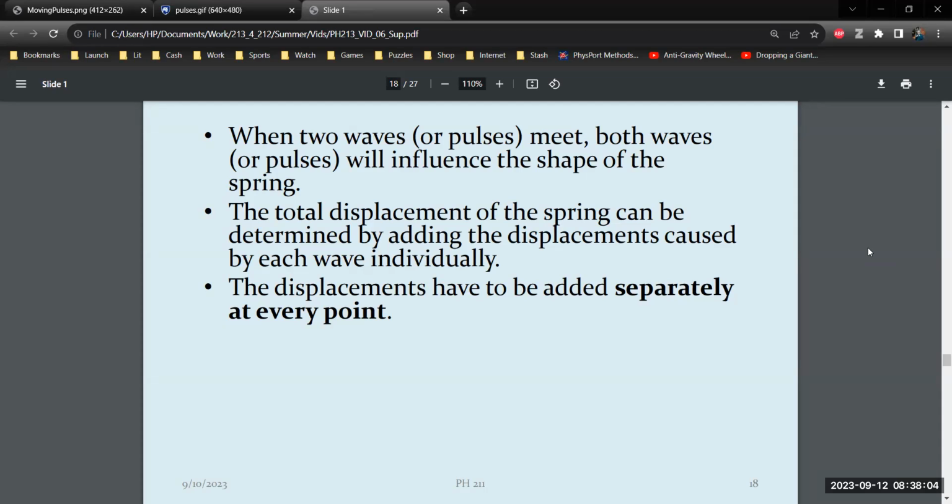So you can't just, for example, add together the peaks of the waves and be done. You have to look at everywhere along the string, find the displacement of the first pulse, the displacement of the second pulse, add them together, and that gives you the resulting displacement. Now, displacements can be positive or negative in the case of a wave on a string. So you can get that waves will either add up and make bigger shapes on the spring, or that they'll end up canceling out and get smaller shapes on the spring.